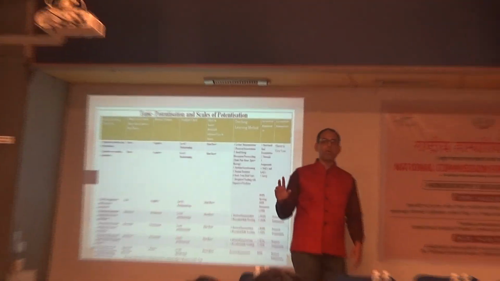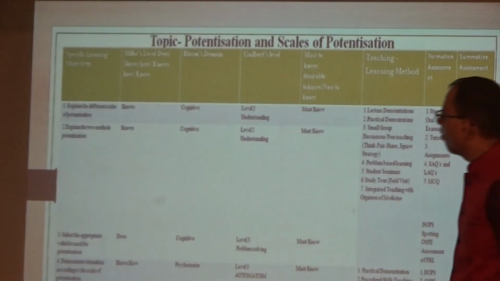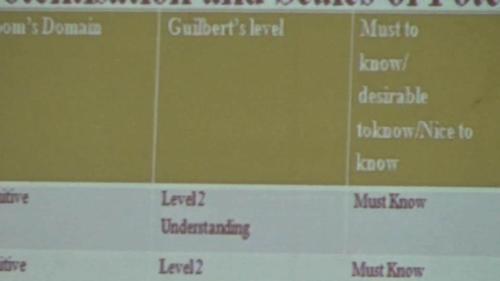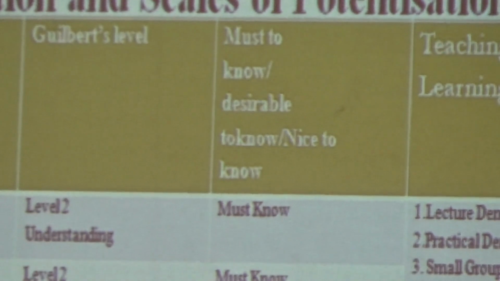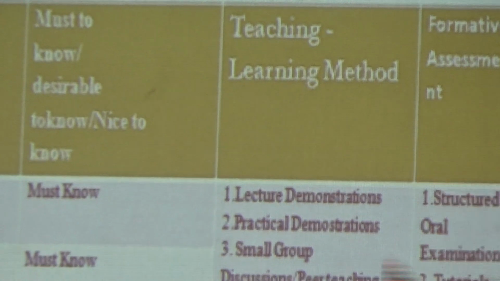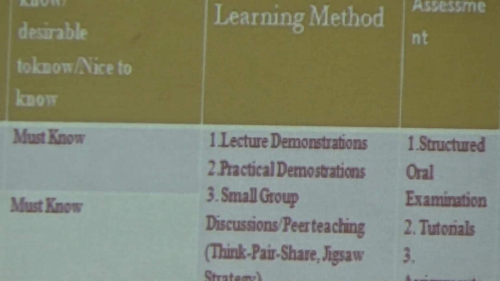So if we go now, for example, to potentization, the first SLO is explain the different scales of potentization. So he must have the knowledge of the scales, explain. That comes under knows. He has the knowledge about the scales of potentization. That falls under cognitive domain. Pure knowledge, it comes under level 2. If he has the understanding of the scales, then he will be able to explain the scales. So it falls under level 2. It is must know, of course. He must know the scales of potentization, because going forward he has to prepare the medicine as per the scale.